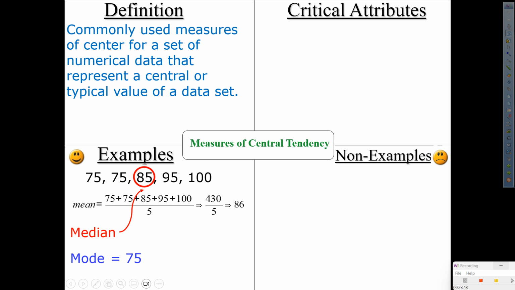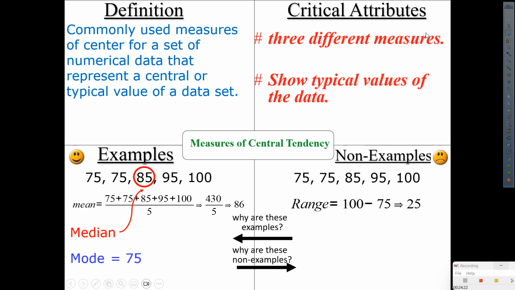Now, yesterday I introduced one more, but that one's not part of the measures of central tendency, so I'm going to use that as a non-example. Over here, write the numbers again, and we're going to write the range on the non-example. Whenever I ask you what the measures are, you give me the 3, not the 4. But are we going to be using the range? Yes, Mr. Q, we are going to be using the range as part of statistics. A couple hashtags for the sake of time: hashtag 3 different measures, and hashtag show typical values of the data.